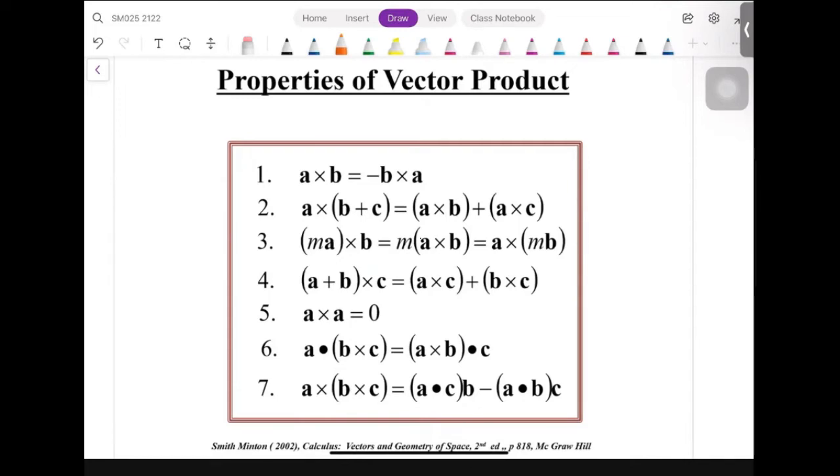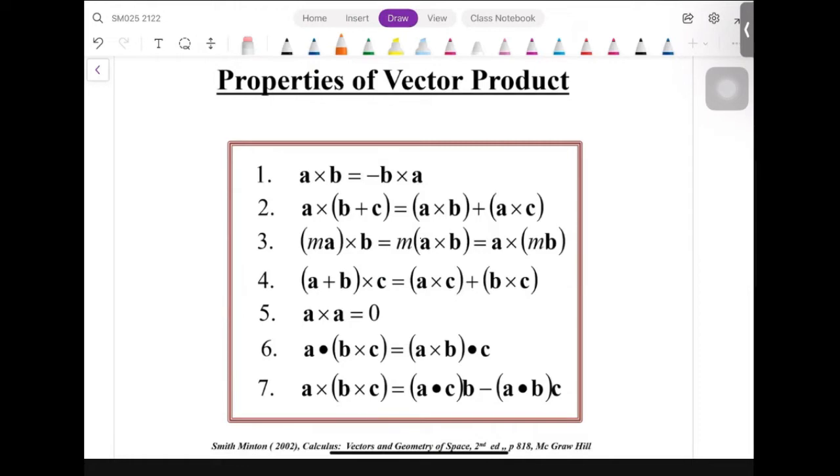Next, for the second property, if we have A cross (B plus C), it's basically the same as A cross B plus A cross C. You just have to expand the bracket, but don't leave out the cross sign. If we have a constant M, then M times (A cross B) is basically the same as (M times A) cross B, and the same as A cross (M times B). Remember, M in this case is a constant. Number 4 basically follows the same properties as number 2.